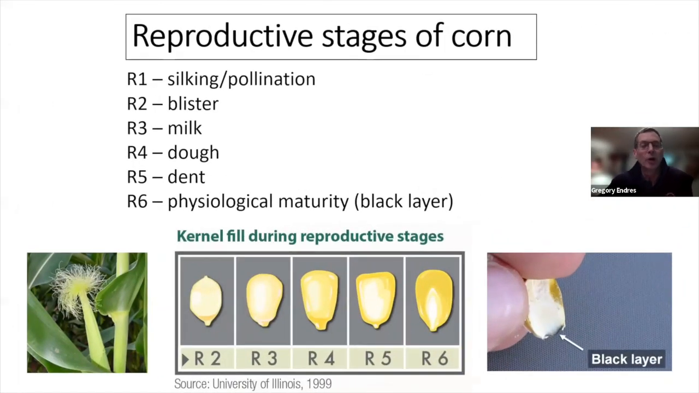And as you're well aware, once we reach the reproductive stages, that's when we actually determine the yield on the corn, starting with R1 stage when silking and pollination begins, and then goes through until the R6 stage, which is physiological maturity, when we can find that black layer. So we won't go through these, just a quick review of the important vegetative and reproductive stages.